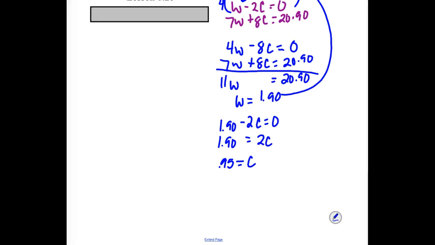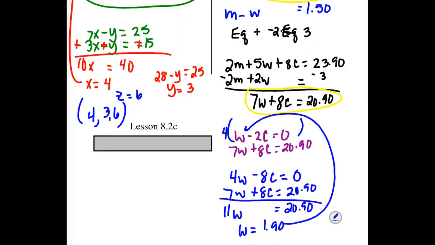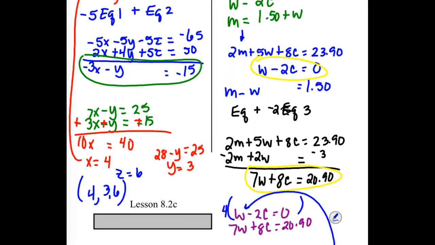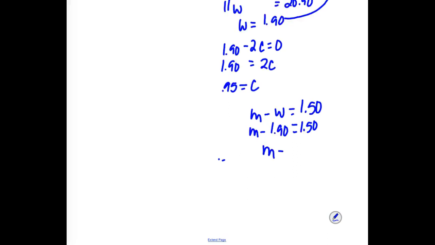Can we now figure out the milk? All right. So we need to go back to one of our equations. We need a milk one. All right. So how about milk minus water equals $1.50? Milk minus water is $1.50. We said the water was $1.90. So M minus $1.90 equals $1.50. Add the 190 to the other side. What do we get? All right. So milk is $3.40 a gallon. Chips were 95 cents for a snack size bag, and a bottle of water is $1.90.